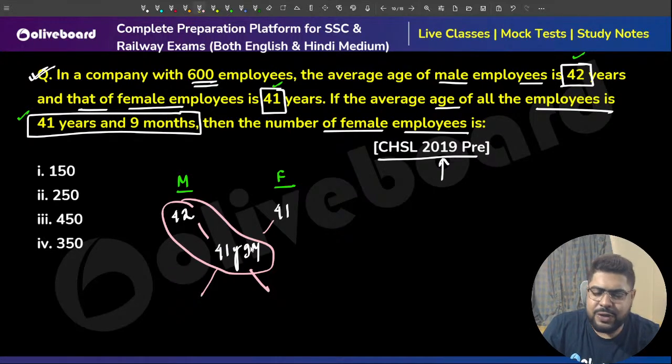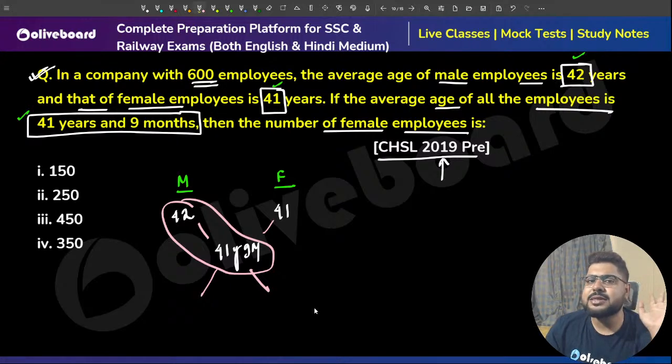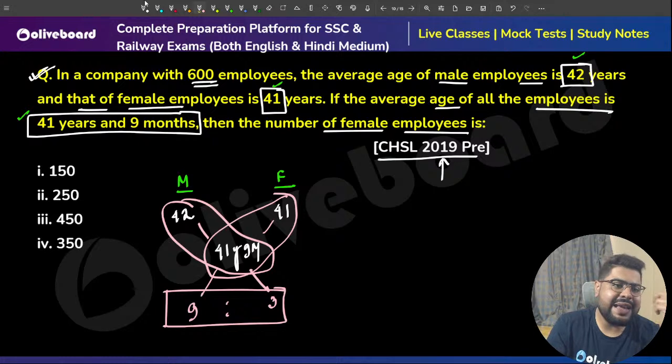So if I do this, sir, 42 years and 41 years, 9 months, what is the positive difference? Sir, 3 months is the positive difference. And 41 years and 41 years, 9 months, what is the positive difference, sir? 9 months is the positive difference. That is your ratio, because the allegation theorem always gives us the output as a ratio. So 3:1, sir.